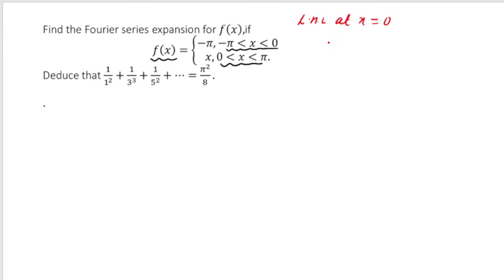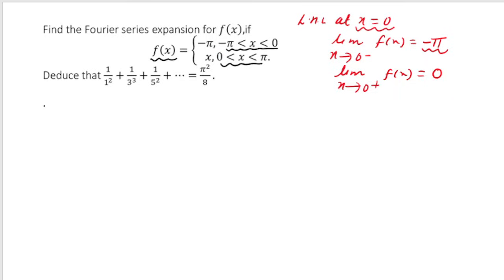the left hand limit is the limit as x tends to 0 minus of f of x, and you can clearly see that to the left of 0 the function value is minus pi. And if I ask you the limit value to the right of 0, that is the limit as x tends to 0 plus of f of x, that is equal to x, which means it will be equal to 0. So to the right of 0 the function value is 0, to the left of 0 the function value is minus pi. So the function is not continuous at the point x is equal to 0. So in this case, how to calculate the Fourier series?